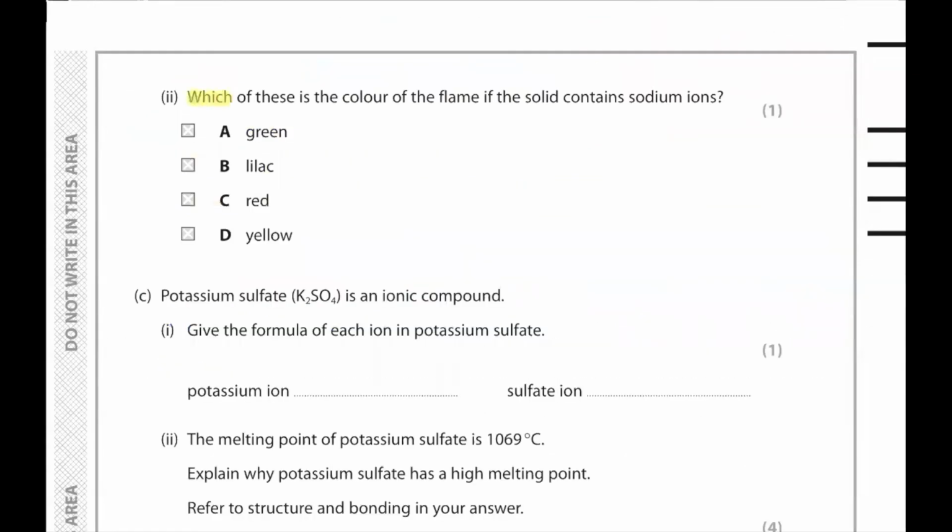Part 2. Which of these is the color of the flame if the solid contains sodium ions? So we know that the sodium ion's flame test gives a yellow color. So yellow will be the correct answer.